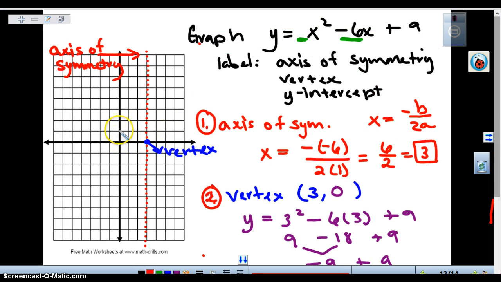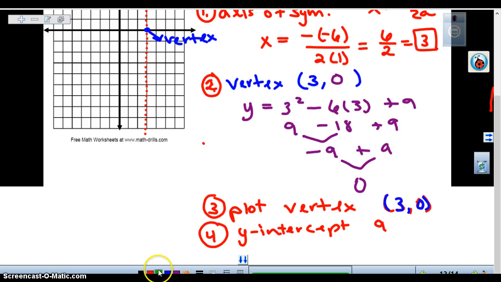So let's go plot that. On the y-axis, number 9. 1, 2, 3, 4, 5, 6, 7, 8, 9. So it goes out of the graph. This is our y-intercept. Now if we have y right here, even though it goes out of the graph, what is my next step? Mirror the y-intercept. Let me write it down.